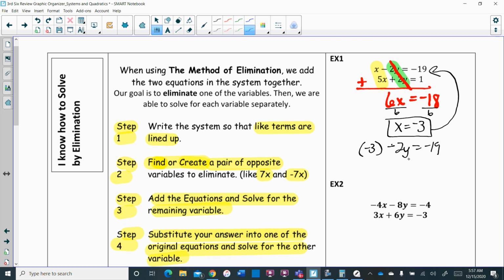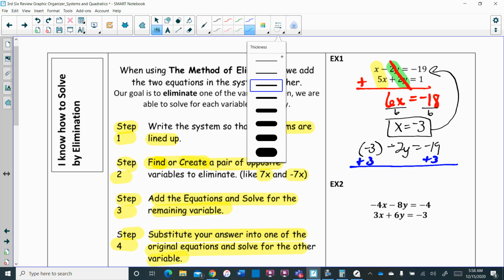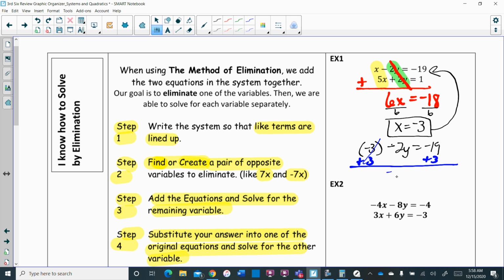All right, so to solve for this y, I'm now going to have to add 3 on both sides. Okay, I'm going to change my font here. This is going to leave me with a negative 2y equals a negative 16. Then when you divide by that negative 2, we get that y equals 8. Okay, so now our solution is the ordered pair negative 3 comma 8. Right, that's our answer.